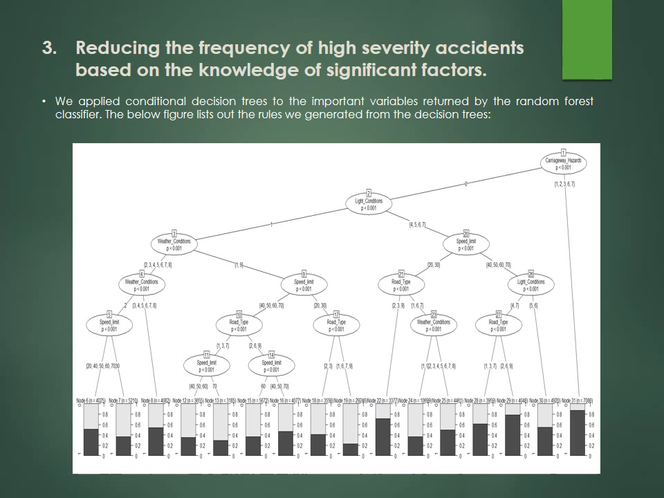To find out conditions that actually lead to high severity accidents, we took the important variables given by the random forest classifier and passed them to a conditional decision tree to get rules which we can actually act upon and develop recommendations.